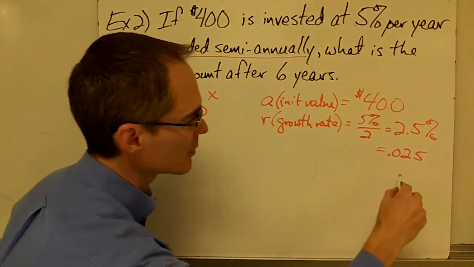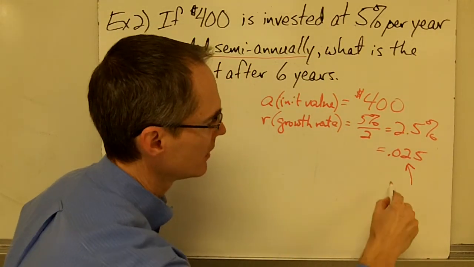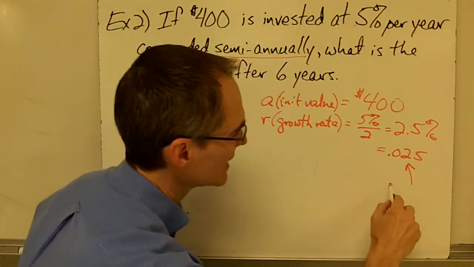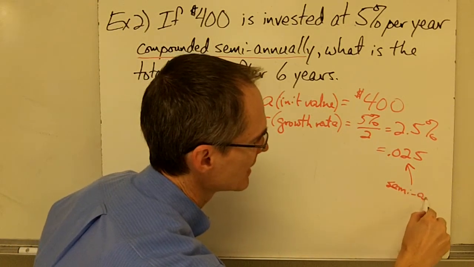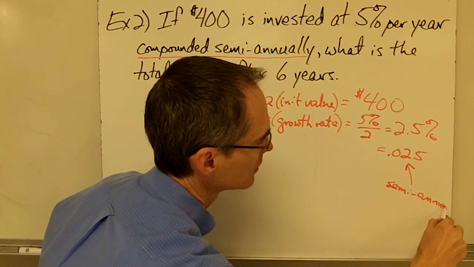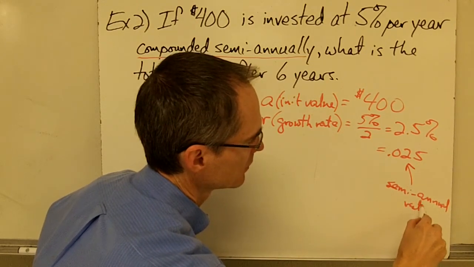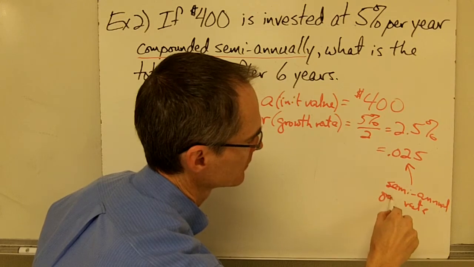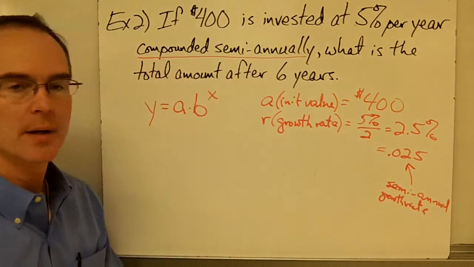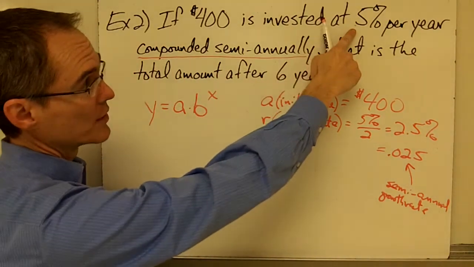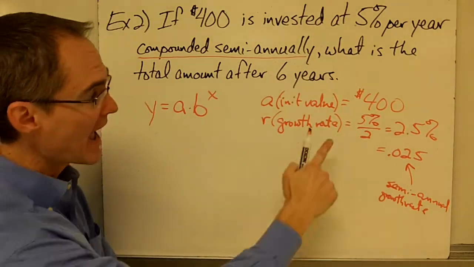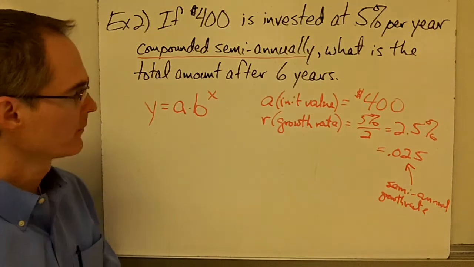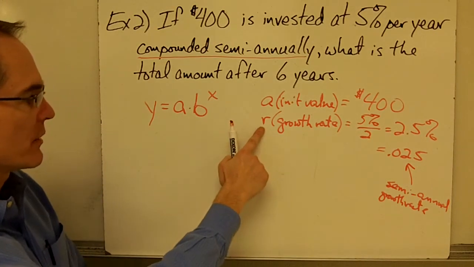All right. Now again, remember this value right here, this is my growth rate, but more specifically, this is my semi-annual growth rate. My annual growth rate was 0.05. My semi-annual growth rate is 0.025, half of my annual growth rate. Okay, so now I got R, my growth rate.